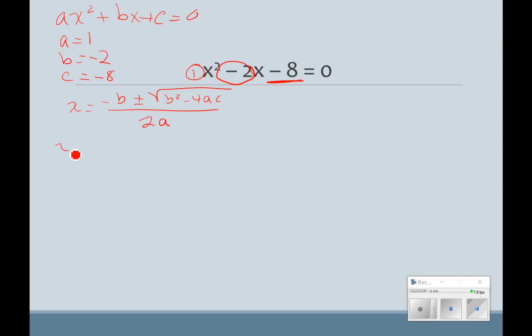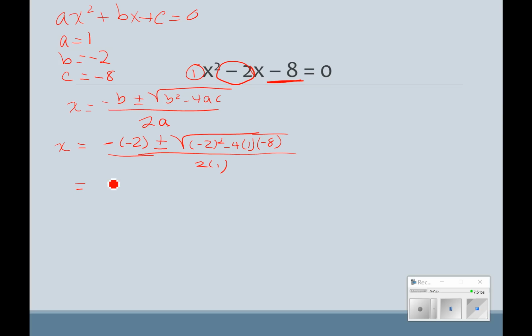So I'm going to substitute in: x equals negative of negative 2 plus or minus the square root of negative 2 squared minus 4 times 1 times negative 8, all over 2 times 1. All right, so the big fraction bar is a big grouping symbol. So I'm going to do everything above, everything below, and then divide.